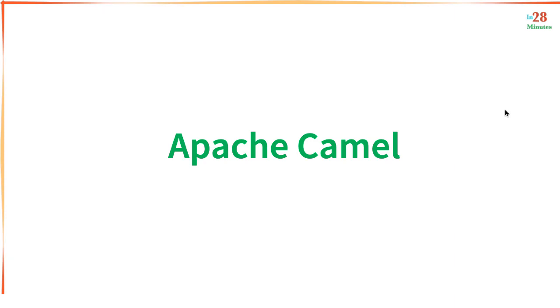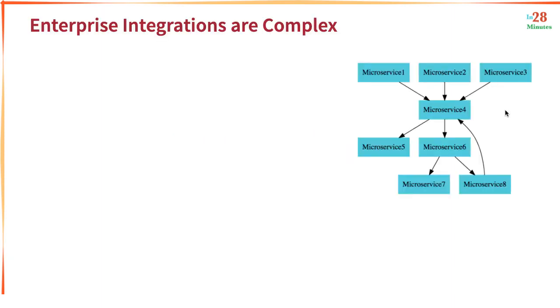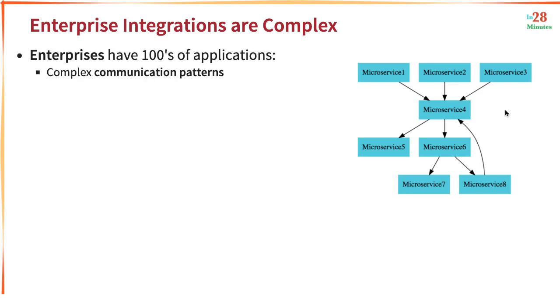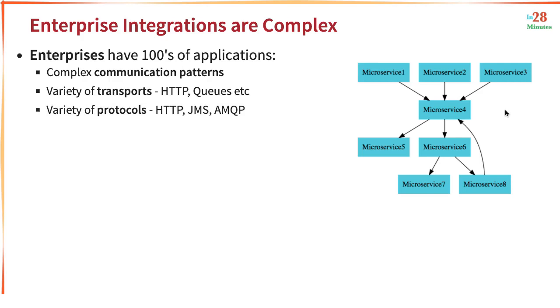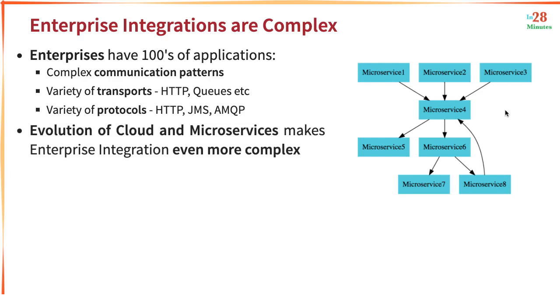In this step, let's get a 10,000 feet overview of Apache Camel. What is the problem that Apache Camel solves? Enterprise integrations are very complex. Whenever we talk about enterprises, they have hundreds of applications, if not thousands of applications. These applications have complex communication patterns and they use a variety of transports, HTTP, queue, etc. And they use a variety of protocols, HTTP, JMS, AMQP are just a few examples. And also the evolution of cloud and microservices makes enterprise integrations even more complex.